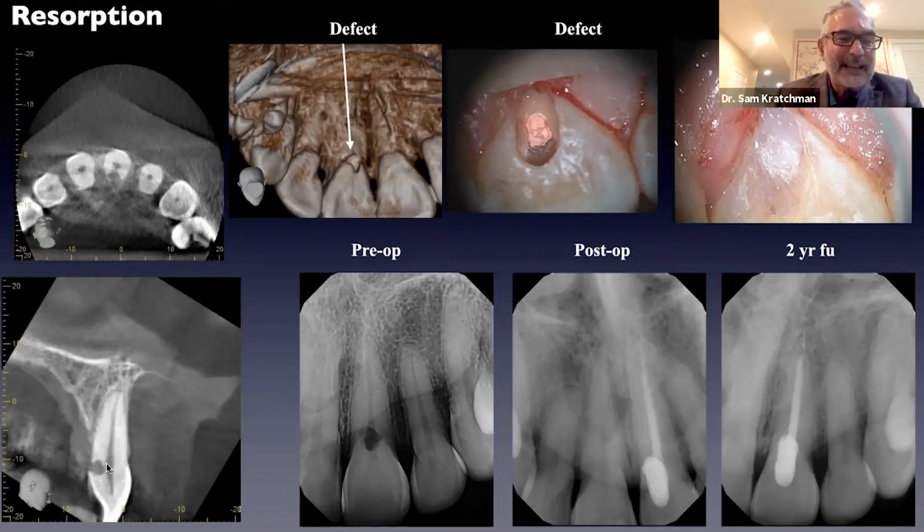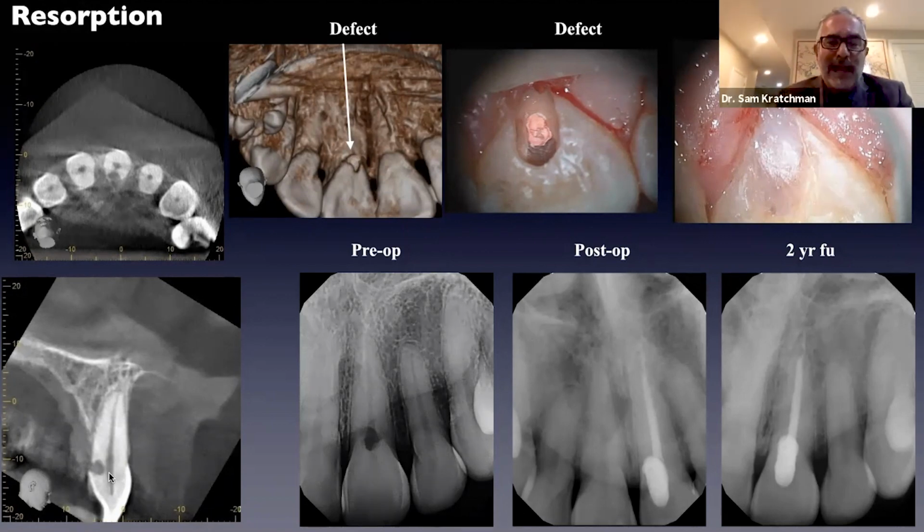But in a case like this, I wanted to be more proactive because I could see it's on the palatal. But if you look at the defect here, it's right underneath the gum line. So I was confident that I'd be able to reach it and repair it. I was worried once I start cleaning this out surgically, I would expose the nerve, because you can see here where my arrow is how close it is to the pulp.